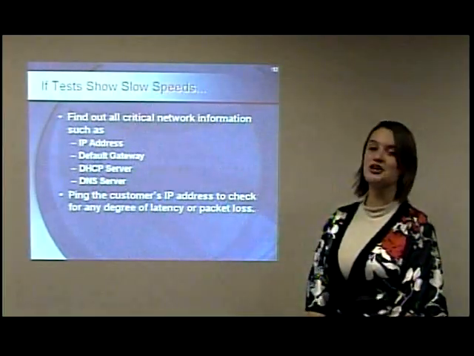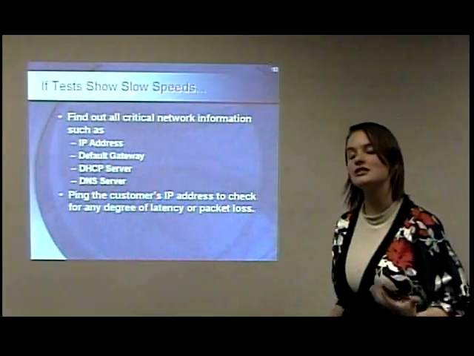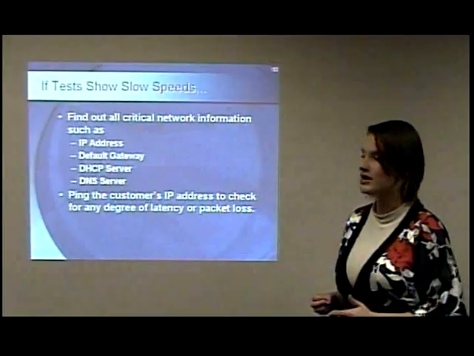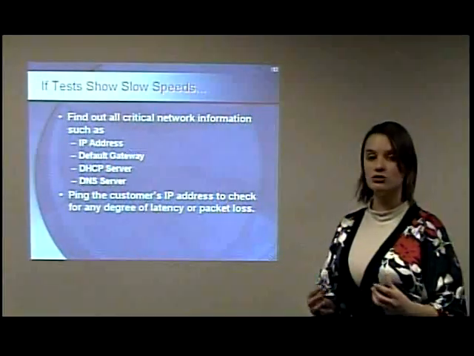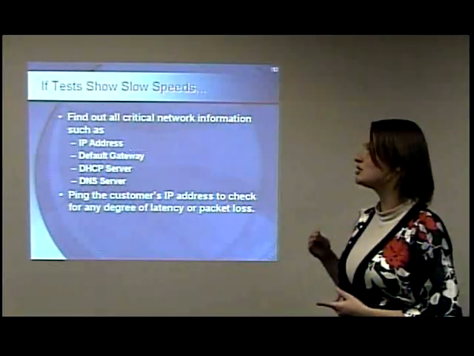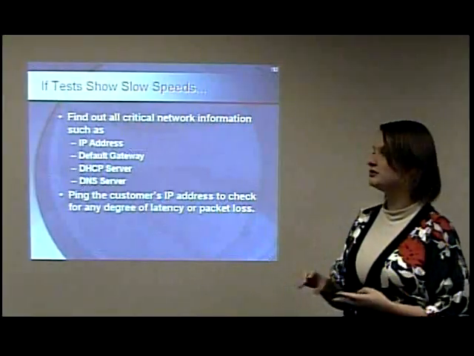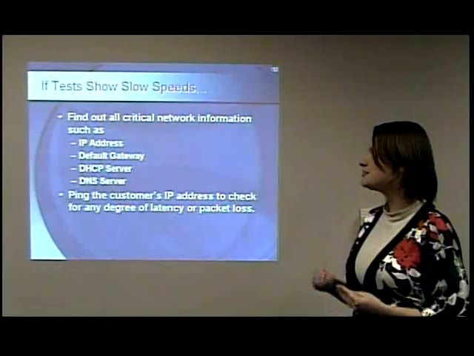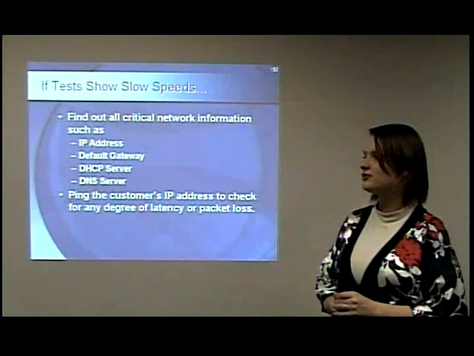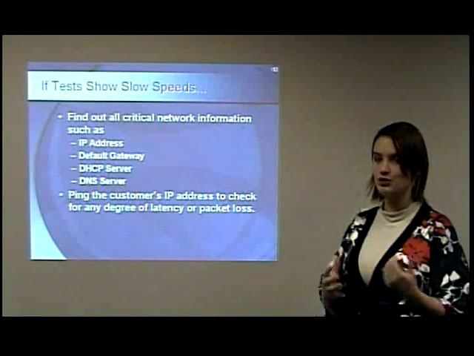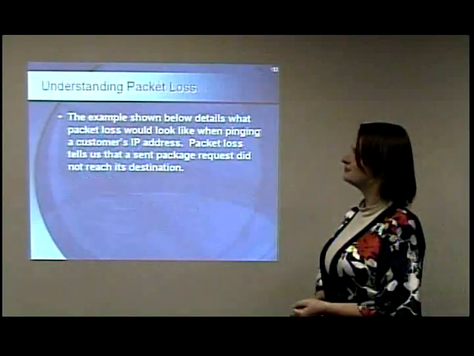If your tests show slow speeds, say you've tested the customer's speed and it does tell you that their speeds are below that 70% range, you need to find out any critical network information. You need to know their IP address. You need to know their default gateway, their DHCP server, and their DNS server. You want to ping the customer's IP address to check for any degree of latency or any packet loss that might be going on. And we'll get into that in just a moment.